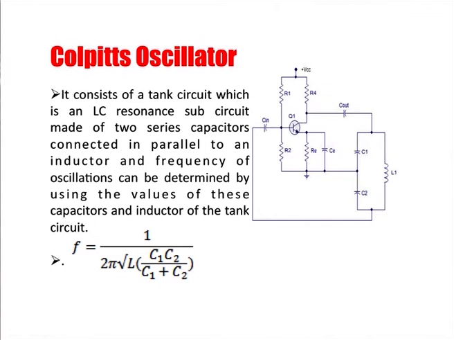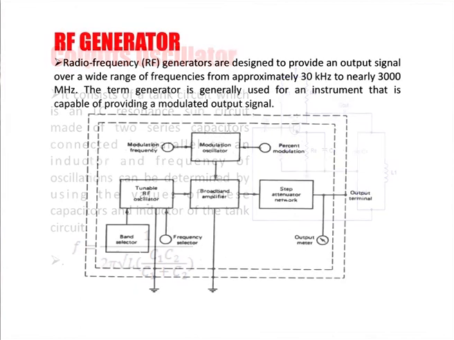The whole of the working is the same, the common emitter amplifier producing a phase shift of 180 degrees and the LC circuit comprising C1, C2 and L1 producing a phase shift of 180 degrees, but only for a single frequency, that is the resonance frequency. So, the frequency of oscillations obtained at the output of the LC circuit will be 1 upon 2 pi under root LC. Depending upon the values of L and C, we can vary the frequency at the output of these oscillators. Now, coming on to the RF generators.